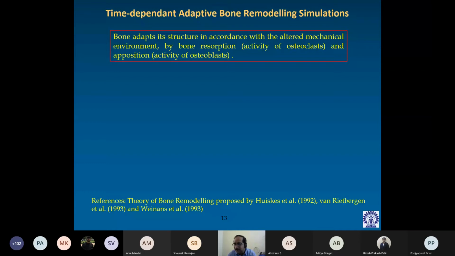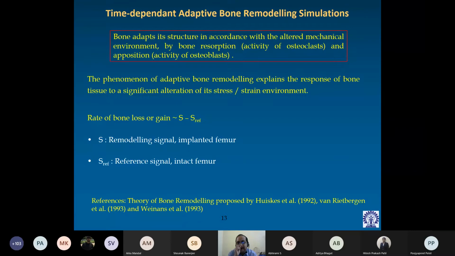However, as I told you earlier, due to the altered mechanical environment, bone adapts its structure, but it always strives to reach the natural situation, which is considered to be a state of equilibrium before the surgery. So the phenomenon of bone remodeling explains the response of bone tissue to a significant alteration of its stress-strain environment. When we say mechanical environment, we mean that it is a stress-strain environment.